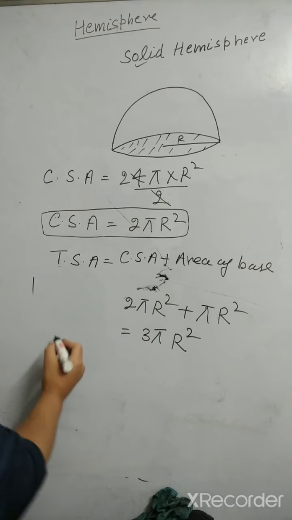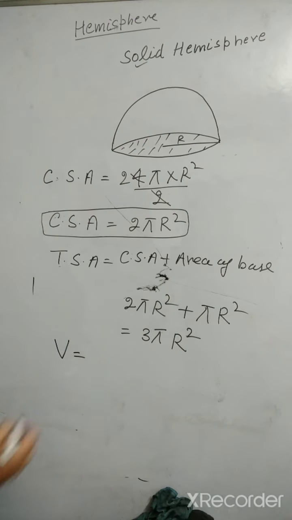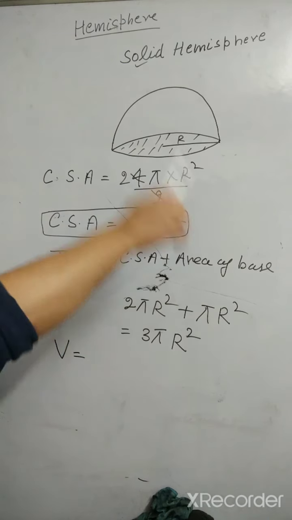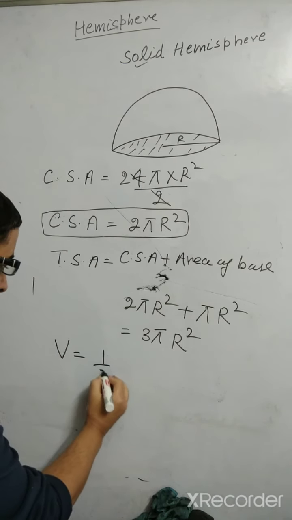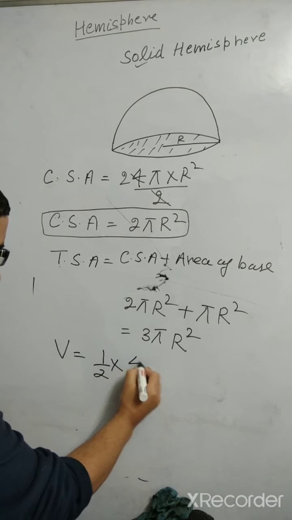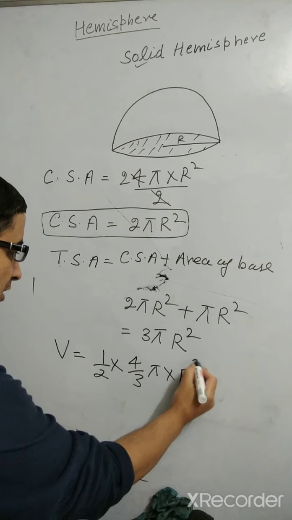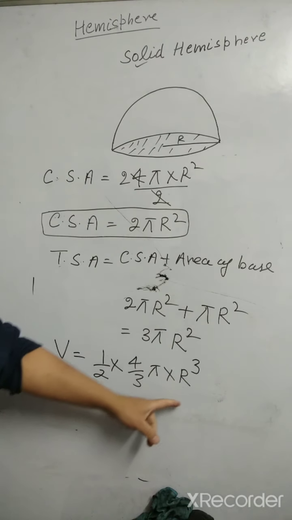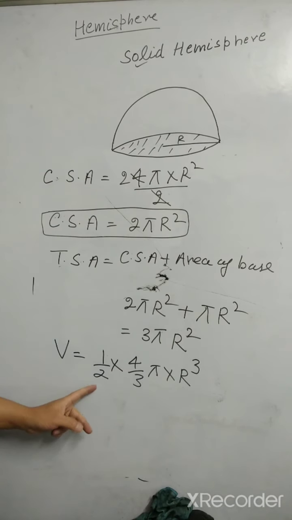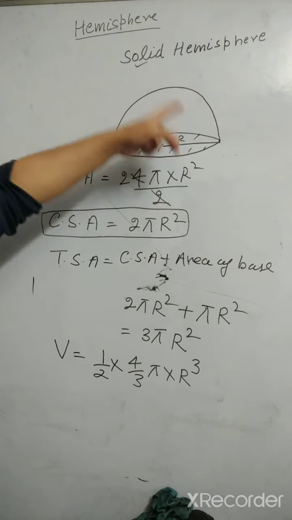Now if you are asked to find the volume of this hemisphere, since it's a solid hemisphere, its volume will be the volume of the material of which it is made up of. So its volume will be half the volume of a sphere. Half the volume of a sphere is how much? 4 upon 3 pi r cube. This is the volume of the whole sphere. You half it, you will get the volume of a hemisphere.